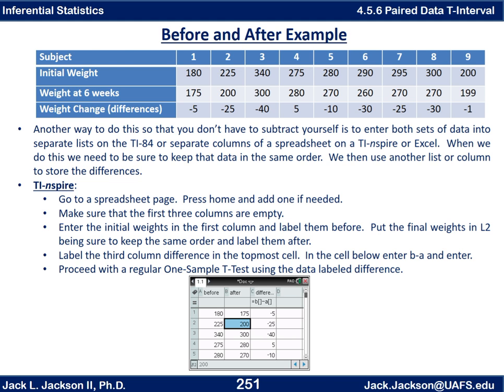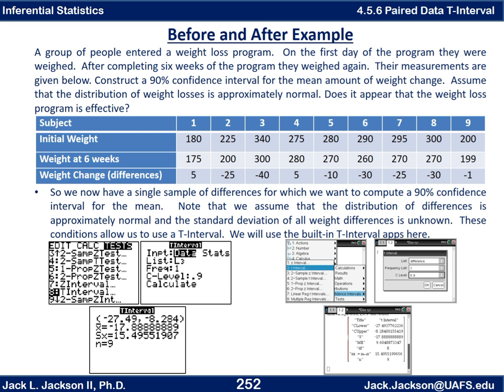Now, the next thing to do is decide what kind of inference we want to do. In this case, we're doing a confidence interval for a mean. We assume that the distribution of differences is approximately normal and the standard deviation of all weight differences is unknown. So these are exactly the conditions we need for a t-interval. Here we're going to use the built-in t-interval apps to work this out, so the calculator is going to do almost all the grunt work for us, all of the calculations. So we basically just have to write down the answer and interpret it.